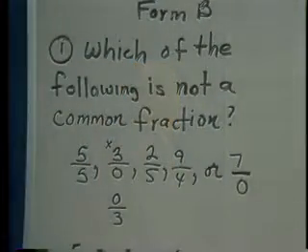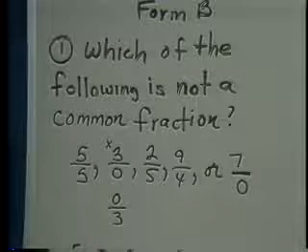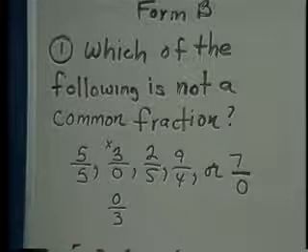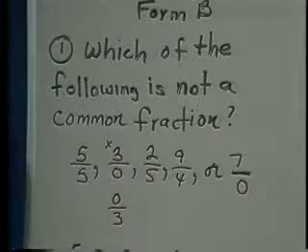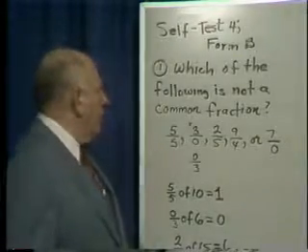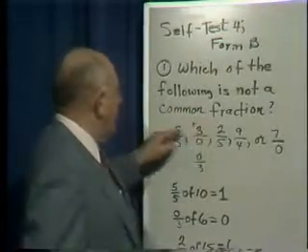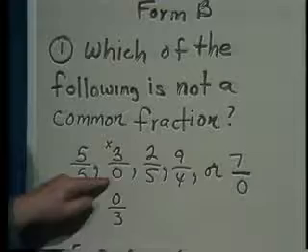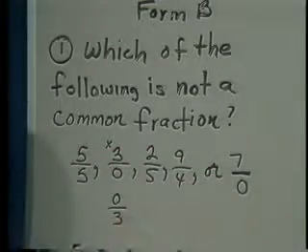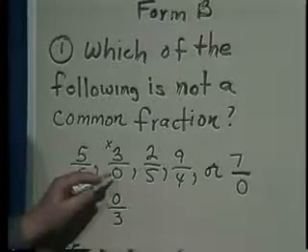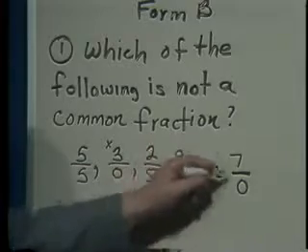The first problem on Self-Test 4 Form B, and by the way, I have to start off on an apologetic note. Technically speaking, there's nothing wrong with the way the problem appeared, but the way the answer is given, there is a misprint in the problem. The problem in the first edition reads, which of the following is not a common fraction? 5 over 5, 3 over 0, 2 over 5, 9 over 4, or 7 over 0. And if this is taken the way it's read, the correct answer to the problem should be both 3 over 0 and 7 over 0.